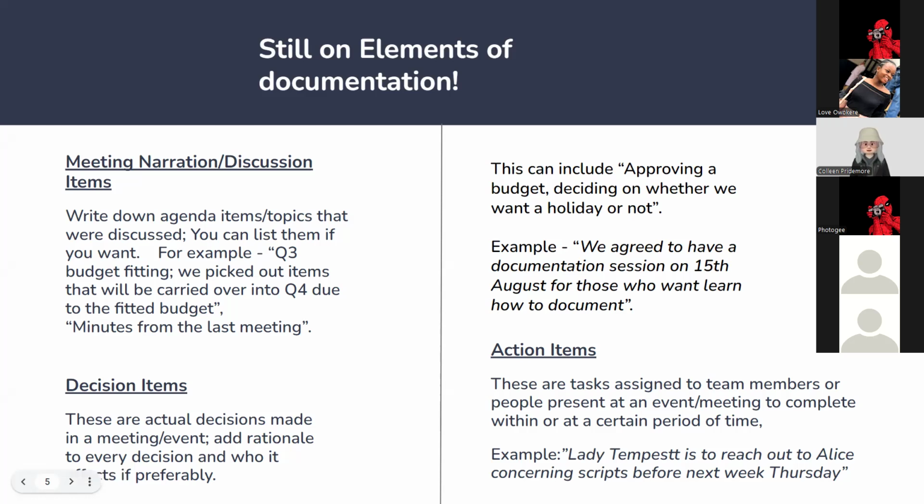Now let's move on to action items. Action items are tasks assigned to team members or people present at an event or meeting to complete within or at a certain period of time. An example of that is: Lady Tempest is to reach out to Alice concerning scripts before next week Thursday. I'm just checking, I hope you guys can hear me.